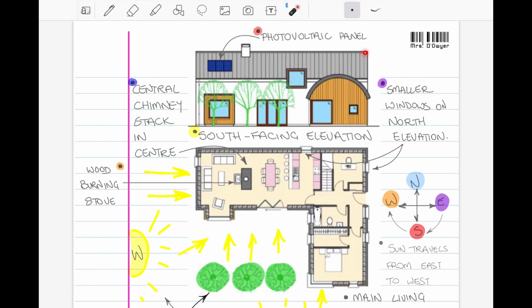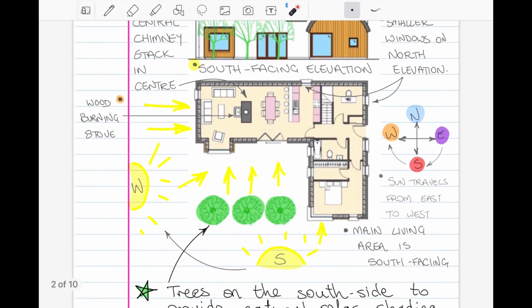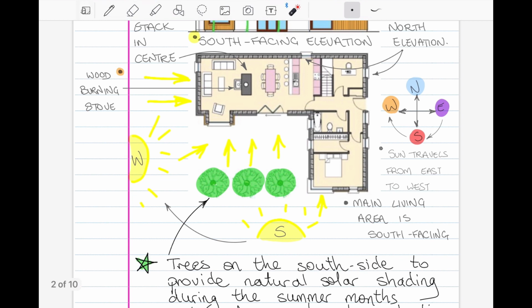Okay. Anything else there in the diagram that I haven't mentioned? Oh yeah, and I never wrote this in the notes really. The main living area, if you look at it, is south facing. So where you're spending the majority of your time is your main living area, and it is south facing. Okay.